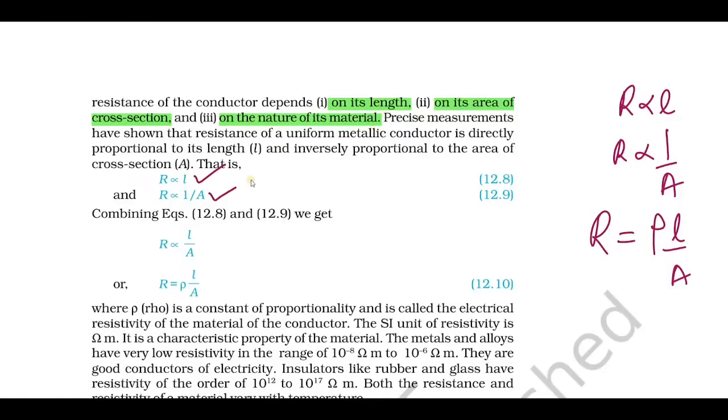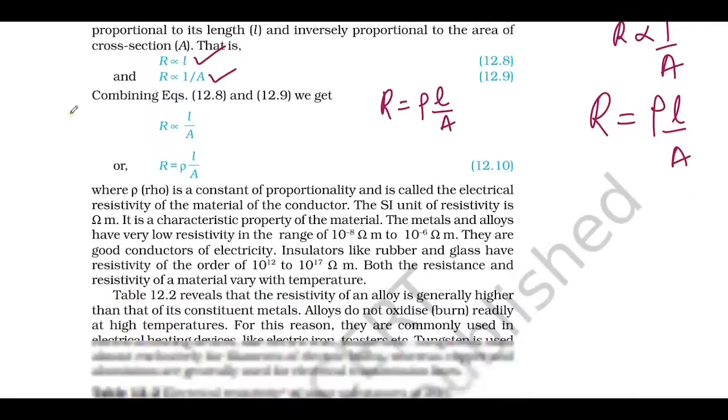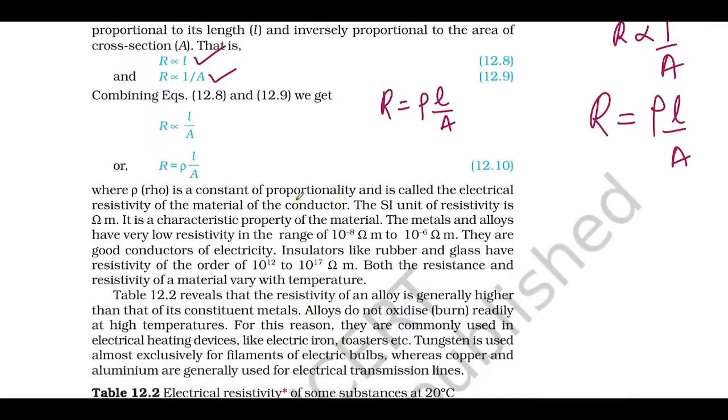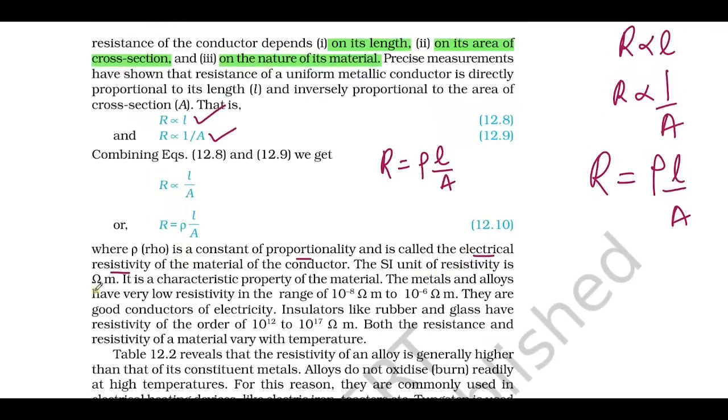So if it is asked for 2 marks, you should write all the 4 points. The resistance of a conductor depends on 4 factors: the length, the area of cross section, the nature of its material, and also the temperature. So you can see the formula R equals what? Rho L by A. What is rho here? Rho is a constant of proportionality called electrical resistivity. The SI unit of resistivity is ohm meter.